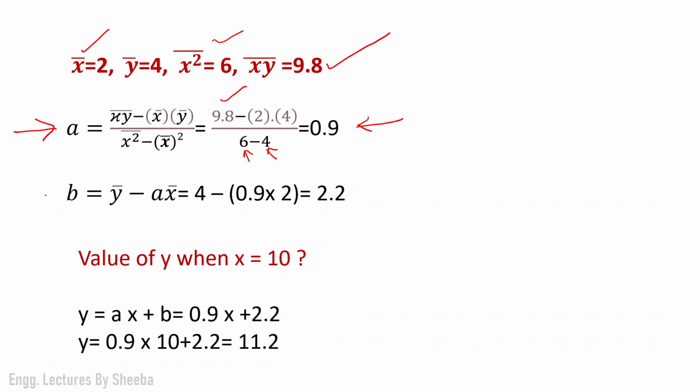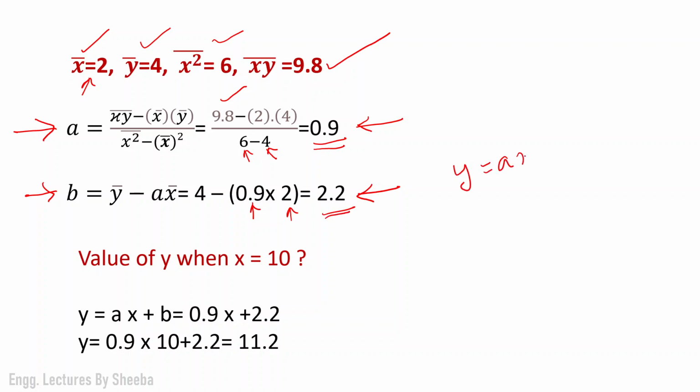Similarly, for finding B, what you have to do? The equation is y bar minus a x bar. So y bar is already known, that is 4, minus a, we have found it here, that is 0.9, that you have to substitute it here, into what is x bar? X bar is 2. So that x bar we substituted here and we got the value of 2.2 for B value.